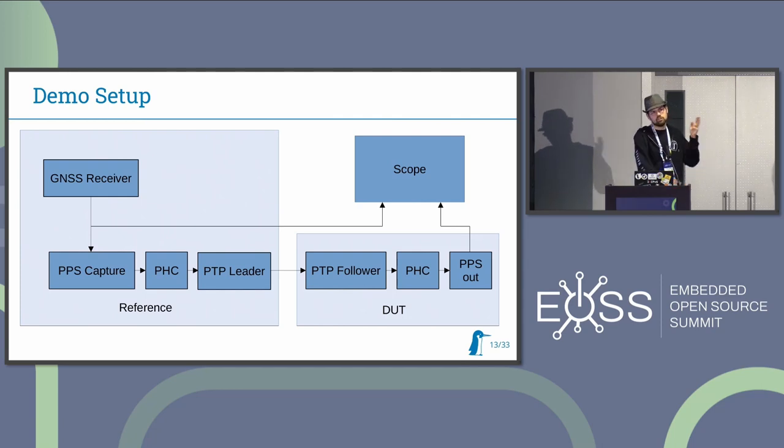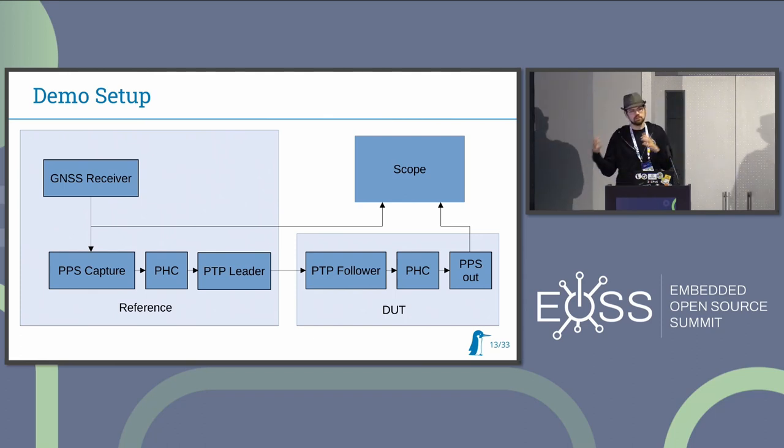And we use that to tune the PTP hardware clock, and we send that time over to a device under test, and we generate a pulse per second output from that, and we compare that on an oscilloscope.